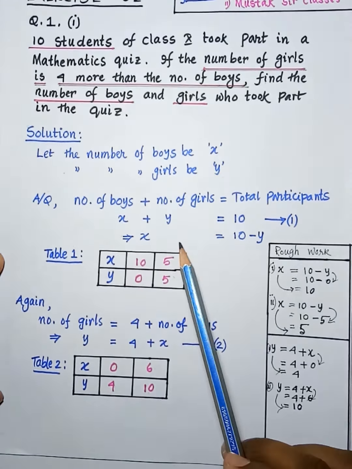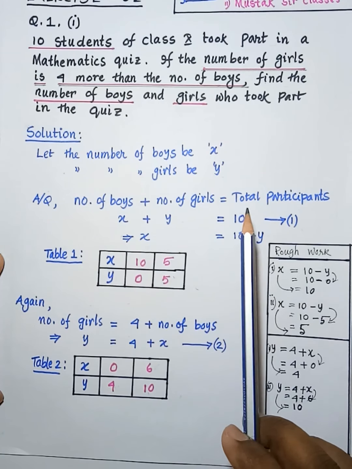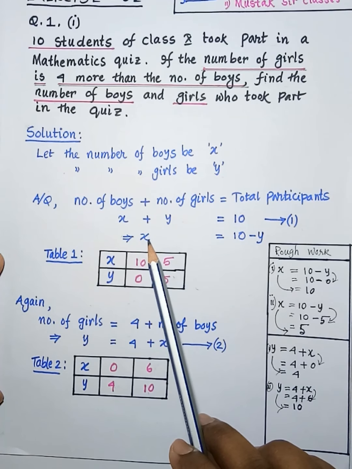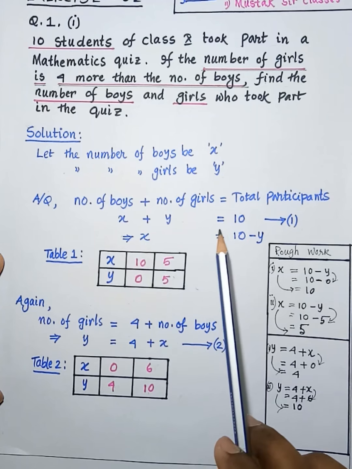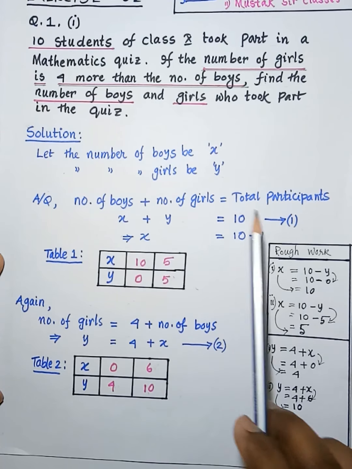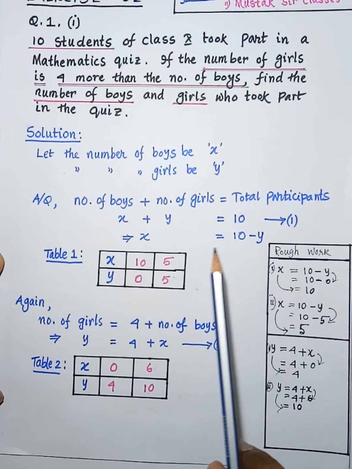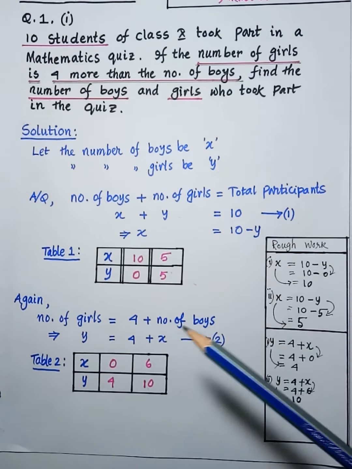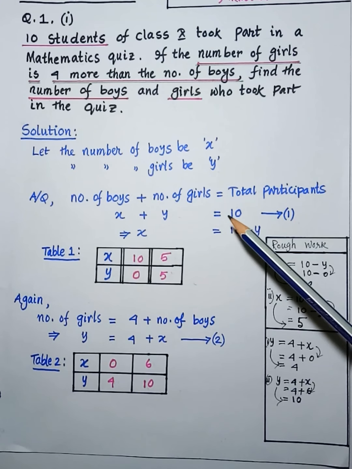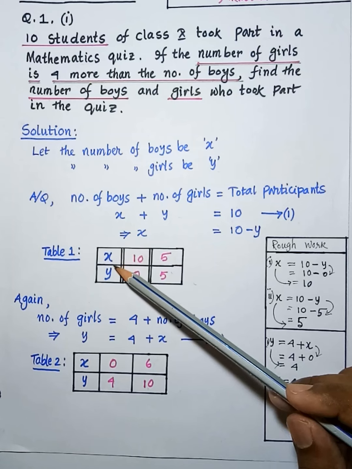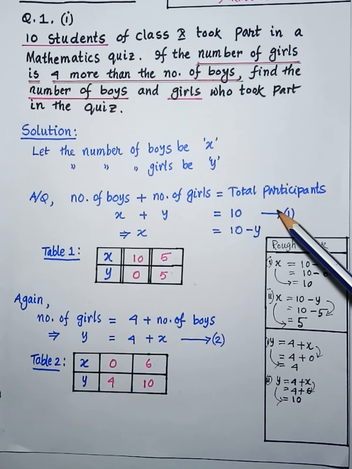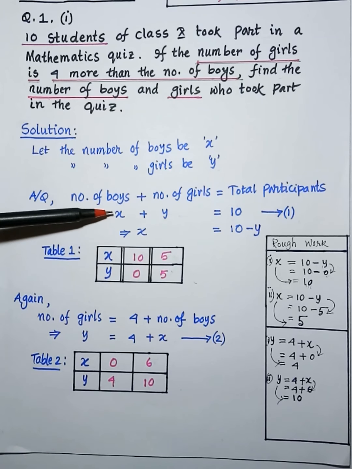Now we have to obtain two solutions for this first equation. For this, keep only one variable on the left hand side, shift other terms to the right hand side. We are keeping x on the left hand side, so x equal to 10 minus y. Solution of this equation 1 means paired value of x, y which will satisfy this equation. This is the modified form of equation 1.